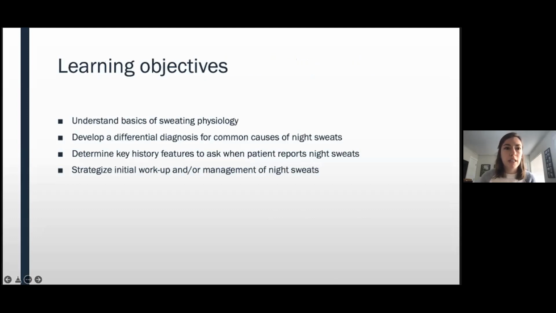So our learning objectives for this talk: I'm hoping that we can review and understand the basics of sweating physiology, develop a differential diagnosis for some common causes of night sweats, determine key history features to ask when a patient is reporting night sweats to you, and then strategize an initial workup and/or management strategy for night sweats.